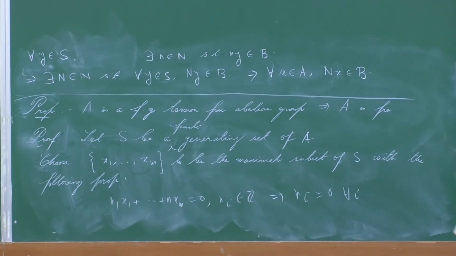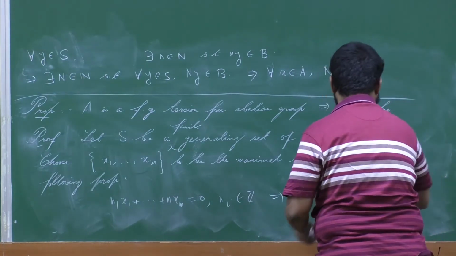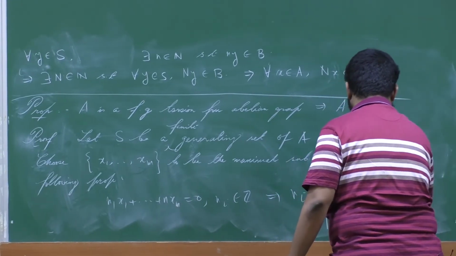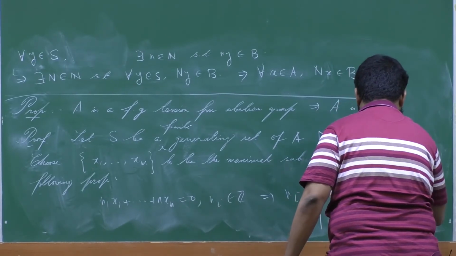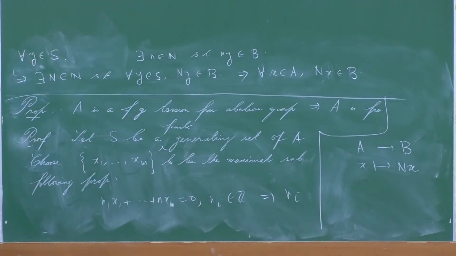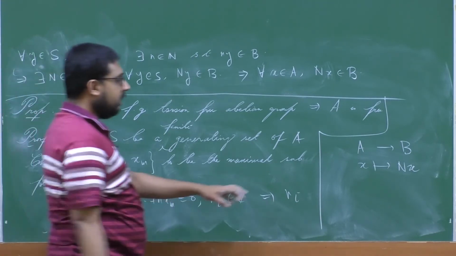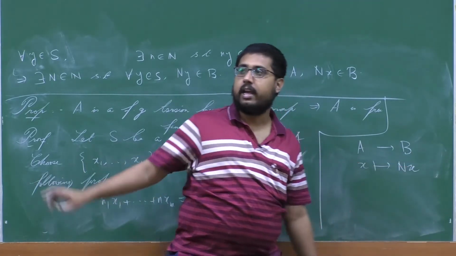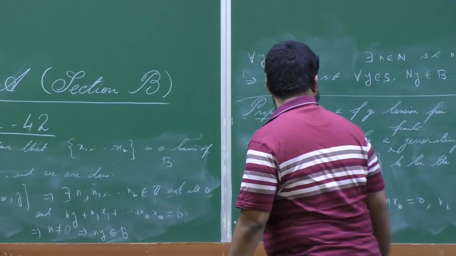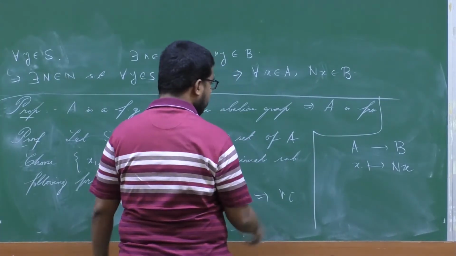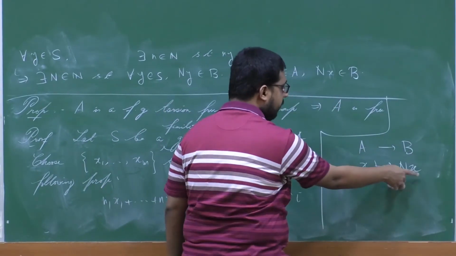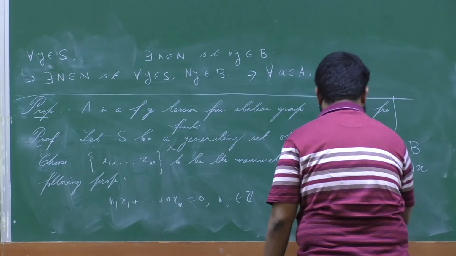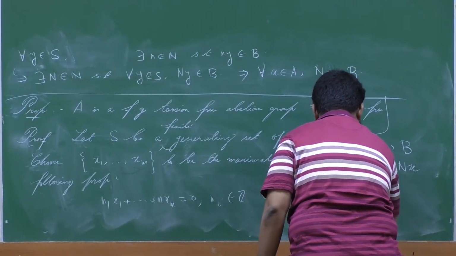Okay. Now the rest of this argument is almost done. From A to B, we have a map sending each x to Nx, right? The kernel of this map has to be trivial, right? Because A is torsion free. Nx equal to 0 for a non-zero x means x will be a torsion element. So this map is injective. This is one-one.